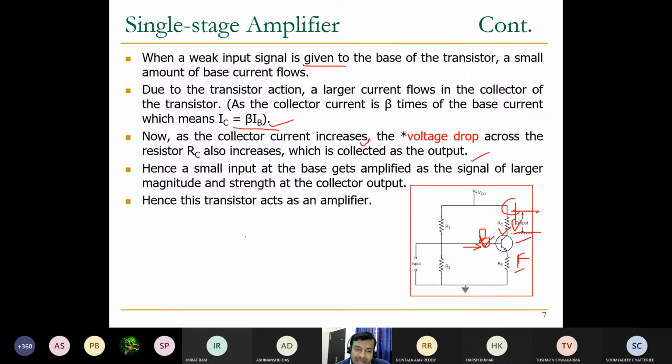Fine. So now hence a small input at the base gets amplified. Suppose you are giving a small input here as an input signal, and you get a signal of larger magnitude and strength at the output collector. So already I told you the collector current increases, then the voltage drop across the resistor increases. Then with that we are finally collecting the output. So hence this transistor acts as an amplifier.